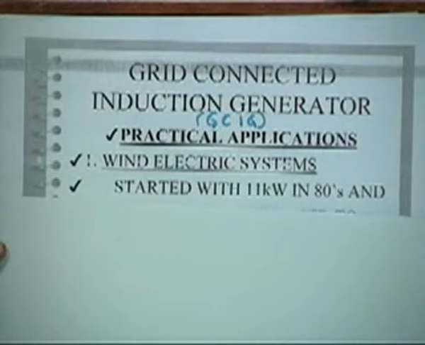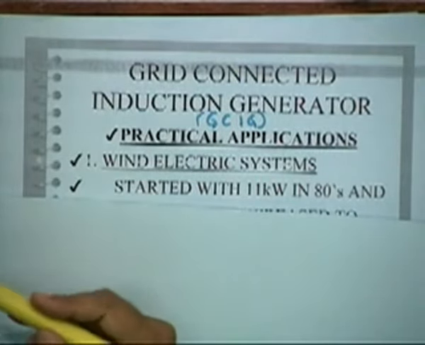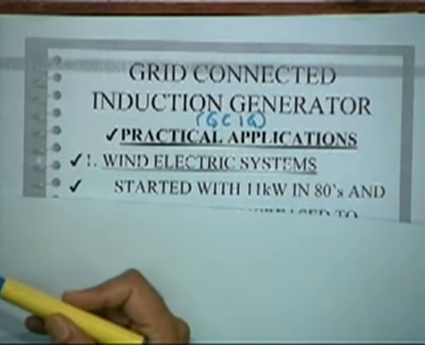Now in these wind electric systems, they use induction generators, because wind speed varies, and the power in the wind varies as the cube of the wind speed. That is the general formula. If the wind speed is running at say 5 meters per second, it will give you some P. At 10 meters per second, it will give you 8P. So the power that is given to the shaft will go on varying.